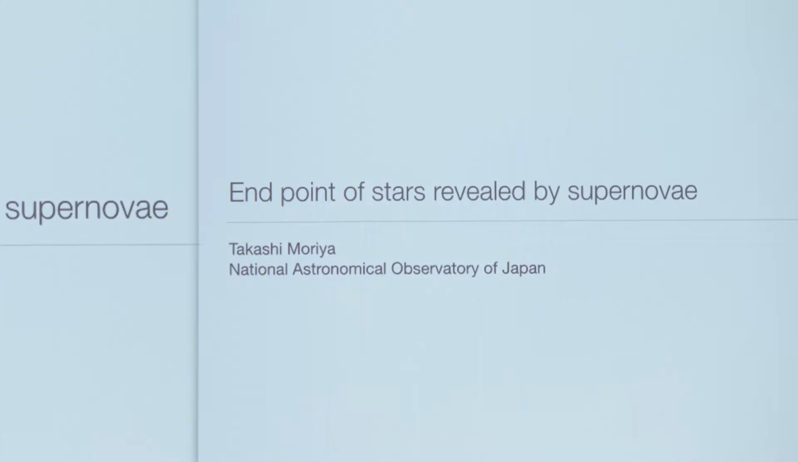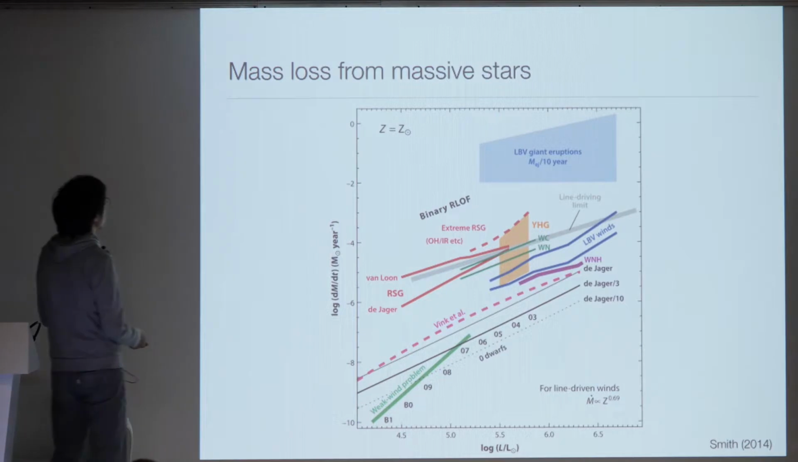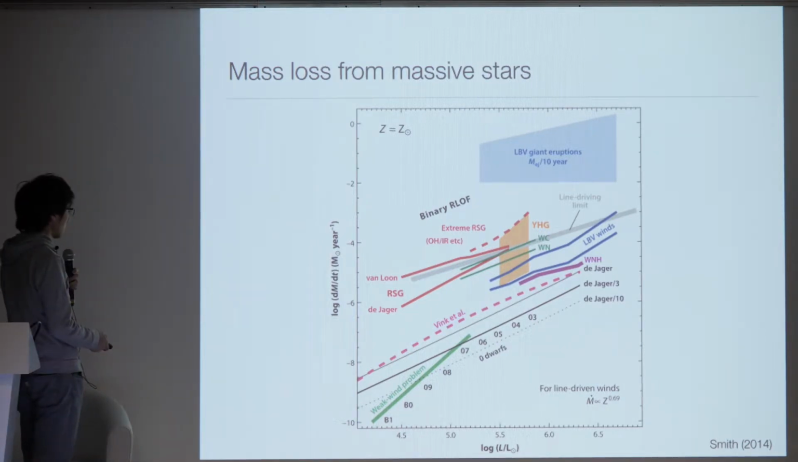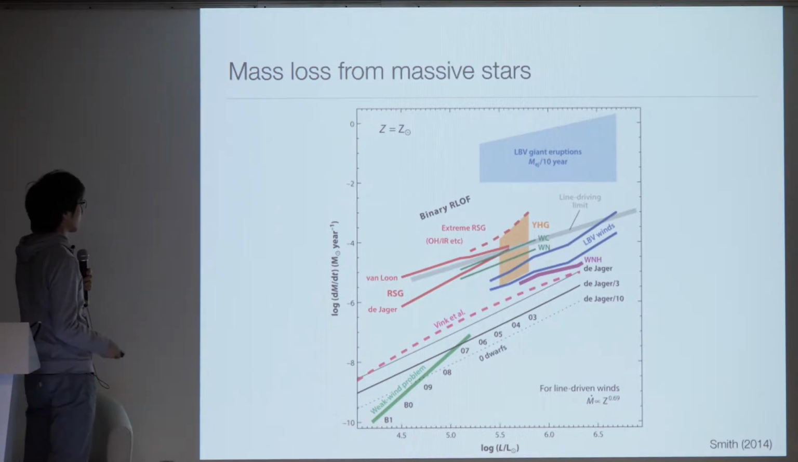I'm going to talk about some endpoints of stars which are revealed by supernovae. So as I've shown many times, this figure shows the mass loss rates of massive stars. This is luminosity and mass loss rate, and of course mass loss rate can also differ depending on the temperature. The main sequence temperature is relatively high, and the main sequence mass loss rates are around there.